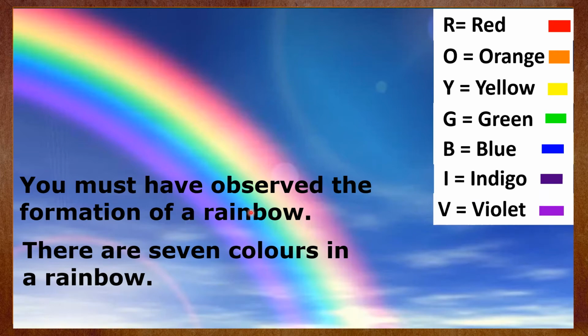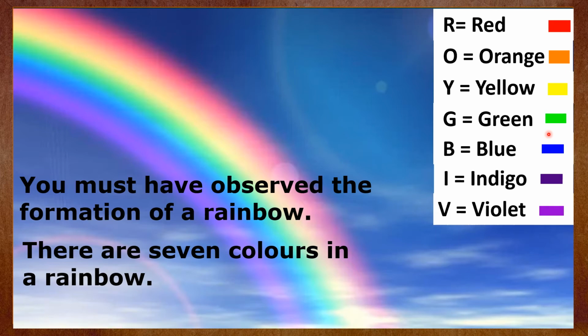And if you read in this way, we can read it as VIBGR: violet, indigo, blue, green, yellow, orange, and red. VIBGR, 7 colors. Actually, these 7 colors are not seen distinctly or separately in an actual rainbow. Why? Because it is a continuous spectrum. Rainbow is an example for the continuous spectrum.